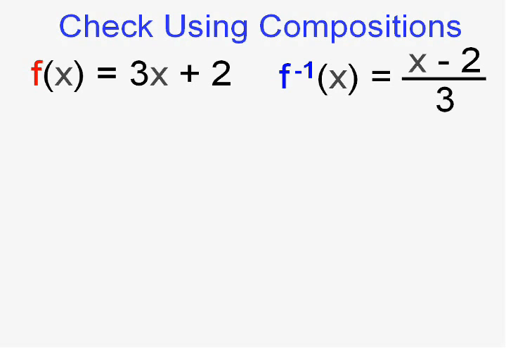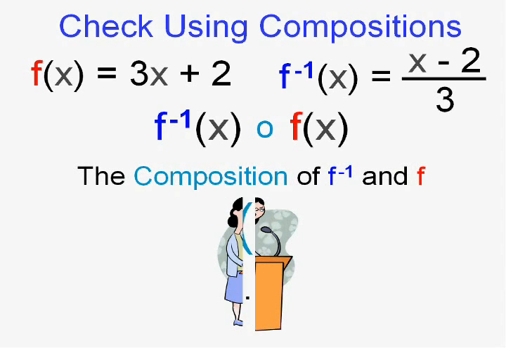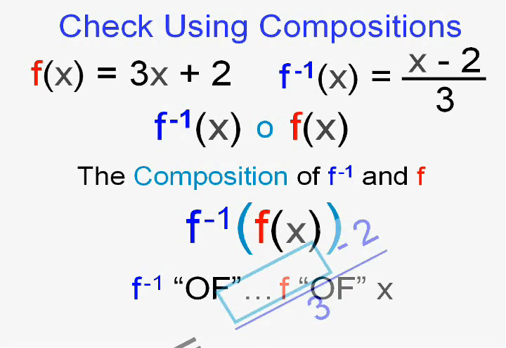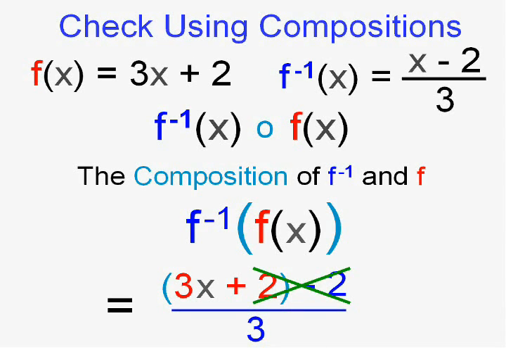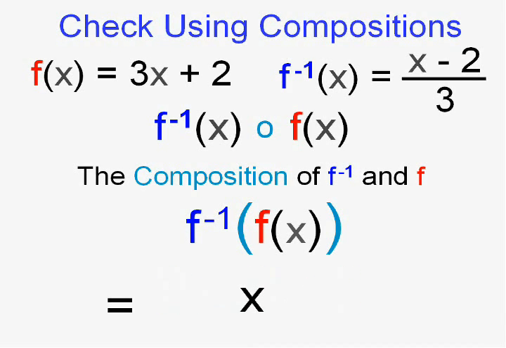Remember that if we compose each, we should end up back at x. The composition of f inverse of x and f of x should get me back to x. Let's try it. There's the inverse function, and I'm going to replace x with the original function 3x plus 2. Now let me simplify. The 2's cancel, and the 3's cancel, and what's left? There he is, x. We got back to x, so I must have found the correct inverse function.